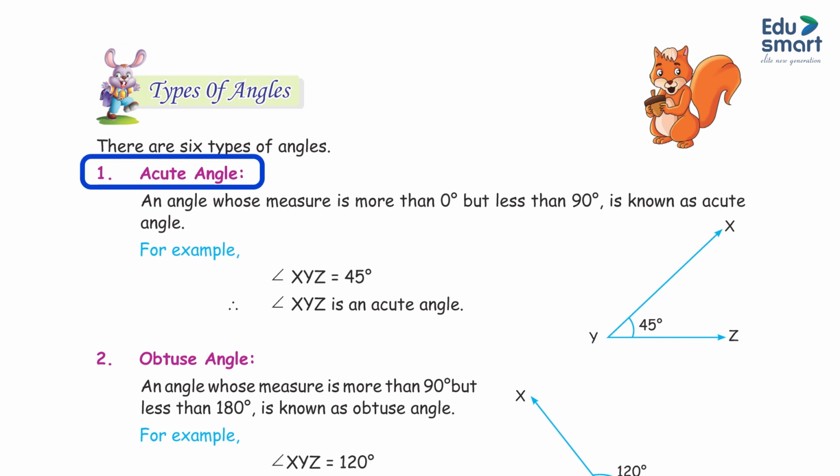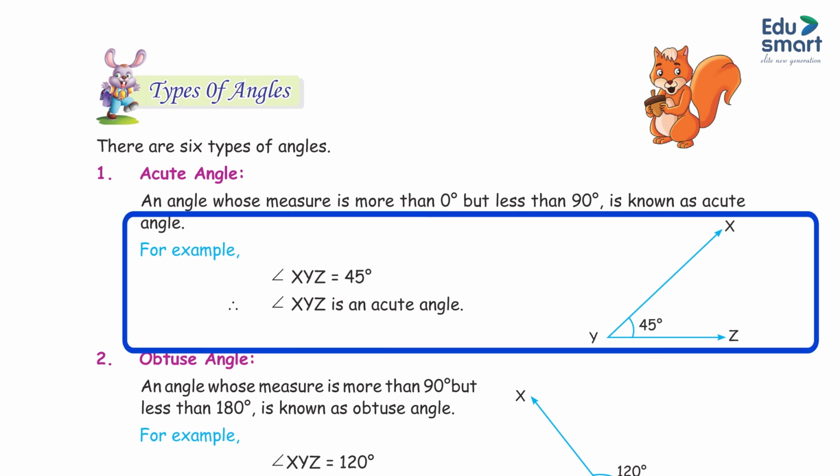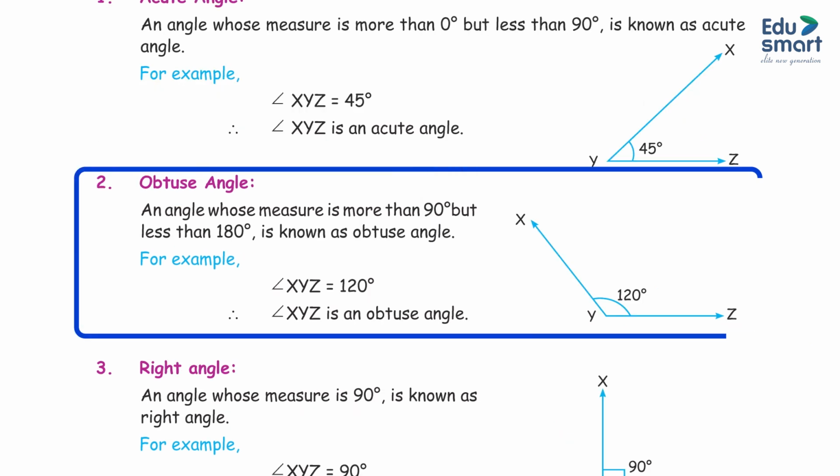1. Acute angle. An angle whose measure is more than 0 degrees but less than 90 degrees is known as an acute angle. For example, angle XYZ is equal to 45 degrees. Angle XYZ is an acute angle. 2. Obtuse angle. An angle whose measure is more than 90 degrees but less than 180 degrees is known as an obtuse angle. For example, angle XYZ is 120 degrees. Angle XYZ is an obtuse angle.